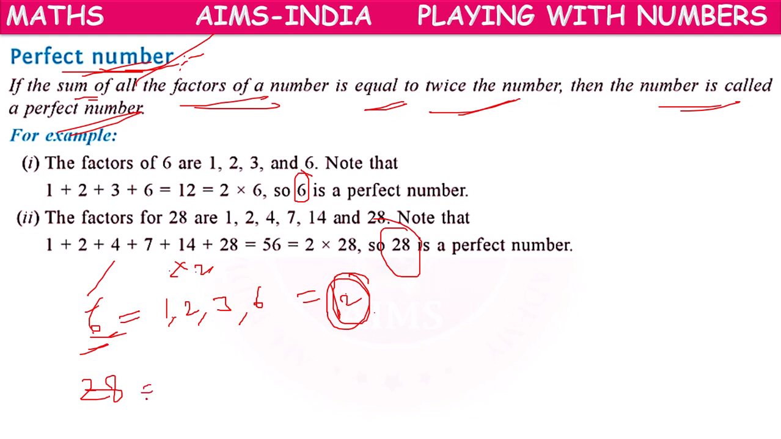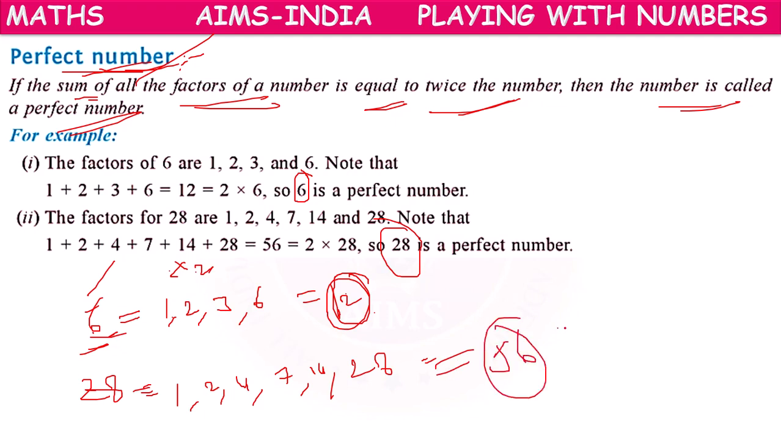Even for 28 also, factors of 28 are 1, 2, 4, 7, 14, 28. If we do that sum, it will be 56, which is equal to twice of 28. So that's why 28 is also a perfect number. The given number 28 is also a perfect number.